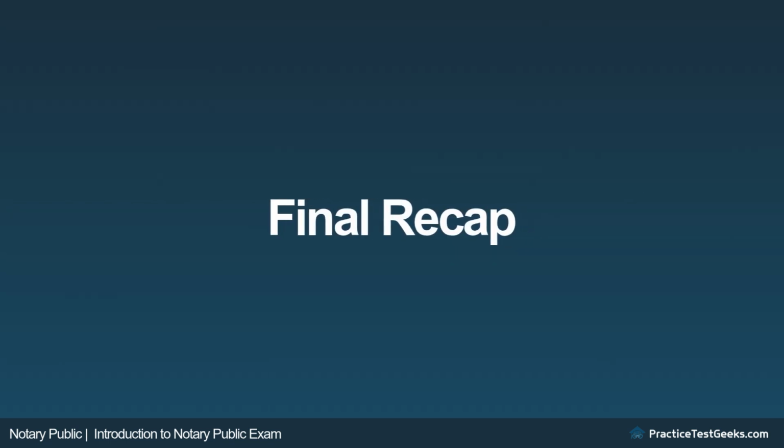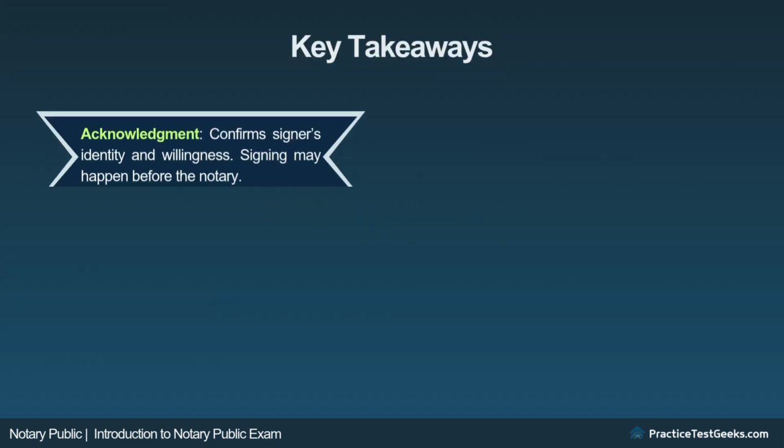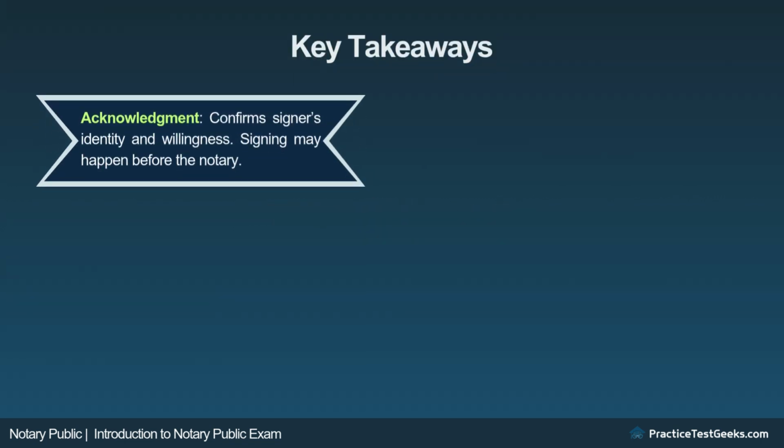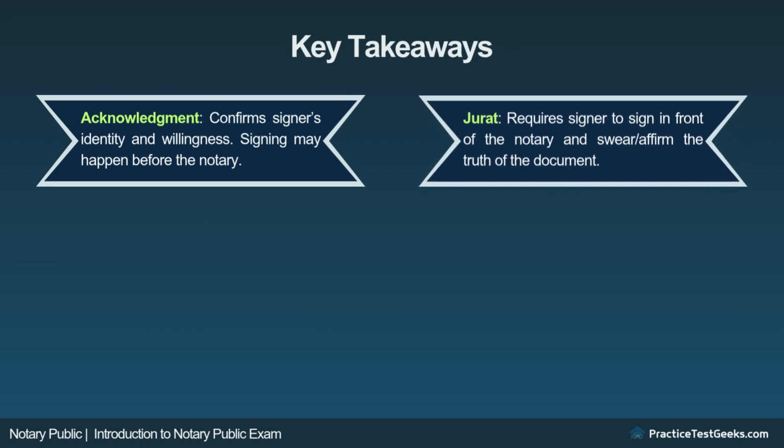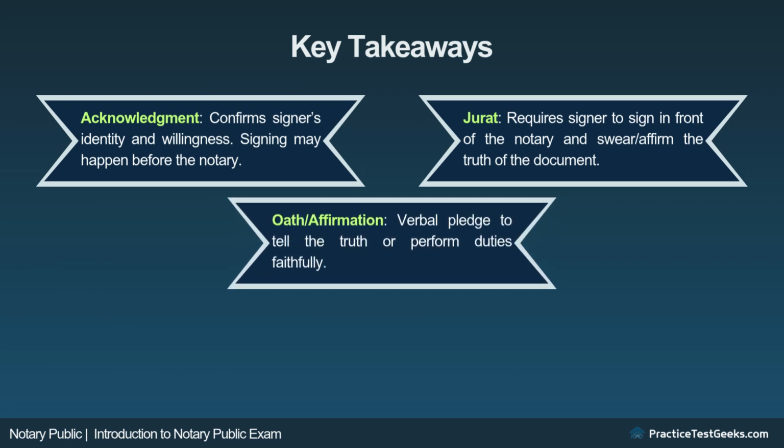Final recap. Here are some key takeaways for this lesson. Acknowledgment confirms signer's identity and willingness. Signing may happen before the notary. Jurat requires signer to sign in front of the notary and swear or affirm the truth of the document. Oath or affirmation, verbal pledge to tell the truth or perform duties faithfully.